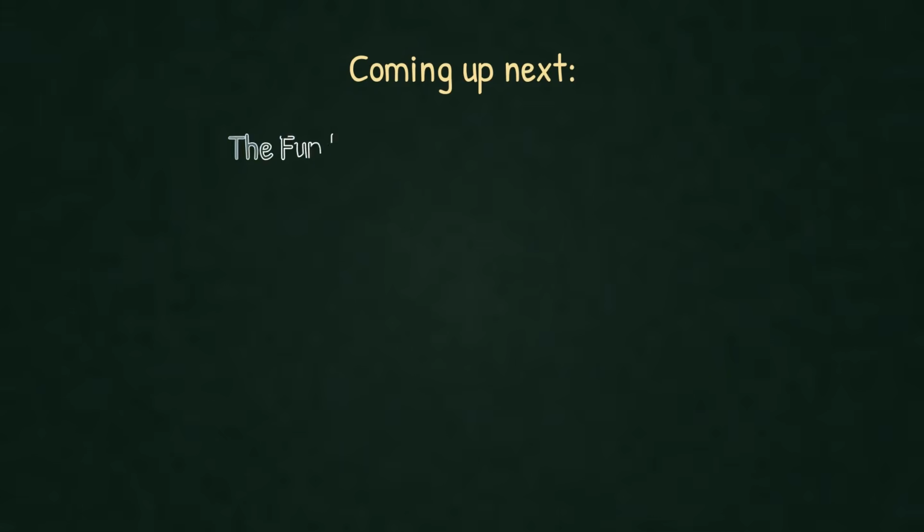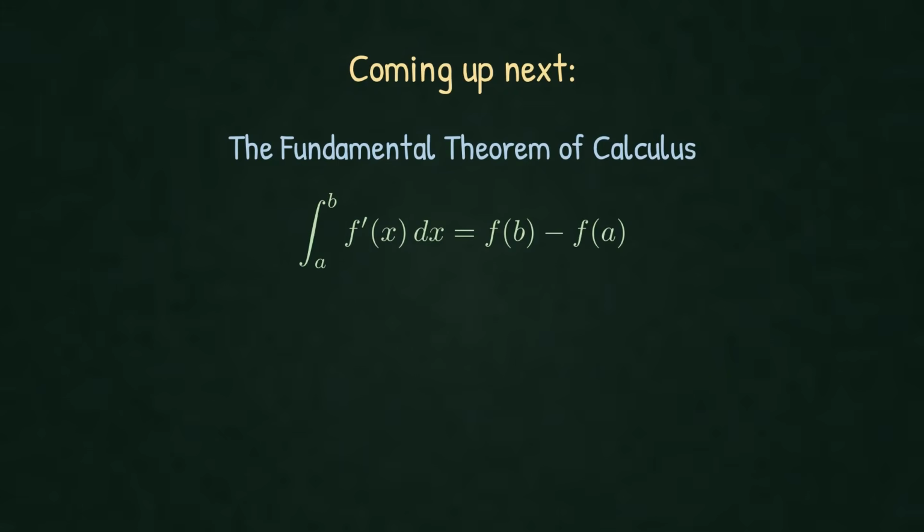Coming up next, the fundamental theorem of calculus. It doesn't hold in general for Riemann or Lebesgue. We'll explore when it fails and what that tells us about the nature of integration.